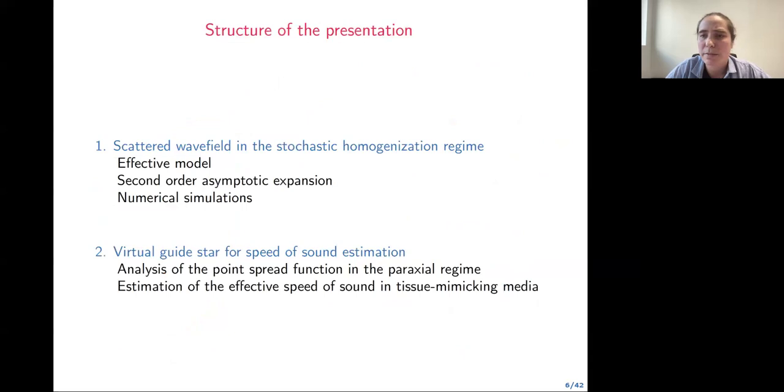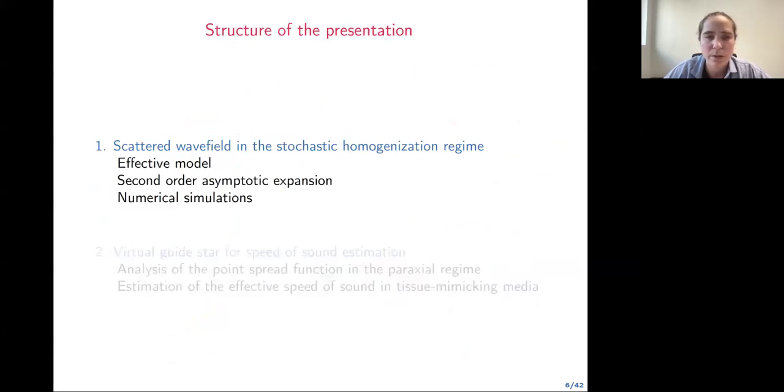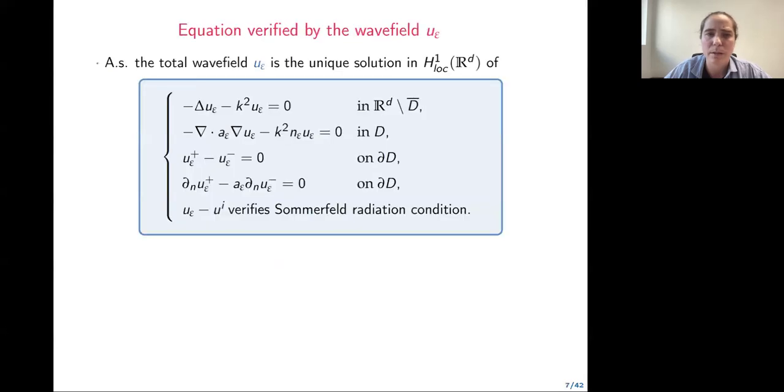So my talk is going to be divided in two parts. The first part is going to be dedicated to the forward problem, to obtain an asymptotic expansion of the scattered wave field in the stochastic homogenization regime. And then I'm going to talk about the inverse problem. So first, the forward problem, and we're going to start with the effective model.